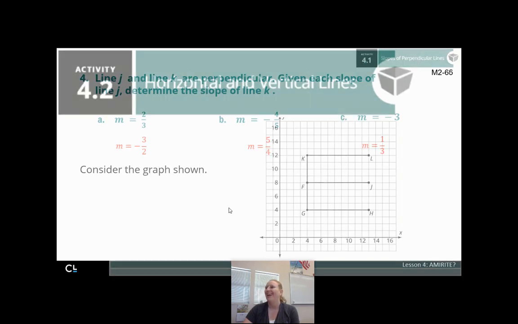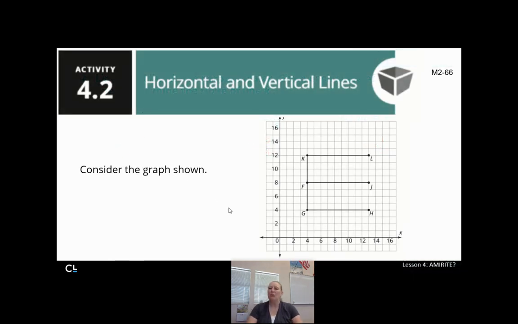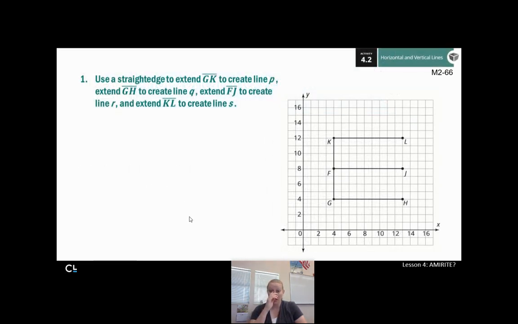All right. So I would like you to consider this lovely graph shown. We're going to activity 4.2. I would like you to do a few things with this graph. Just to start, you're going to want some kind of straight edge or a ruler, the side of a book or something like that. Shoot, maybe even the side of your cell phone. But you're going to extend these out.